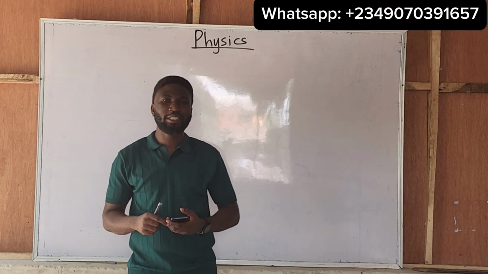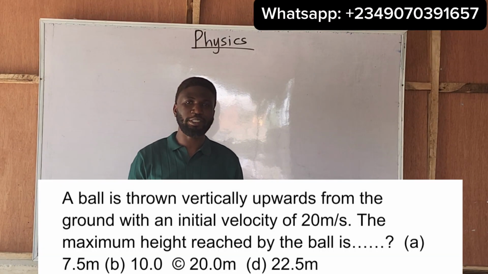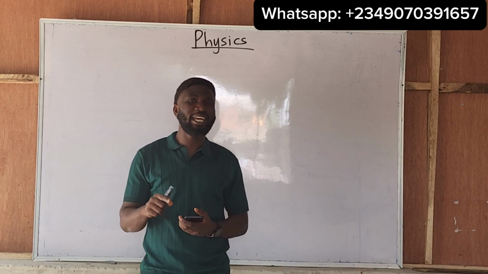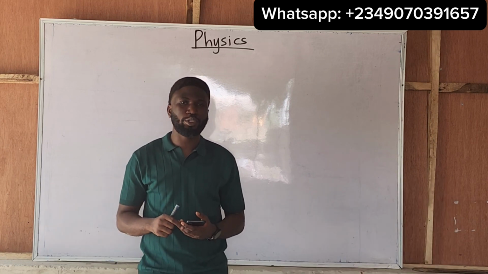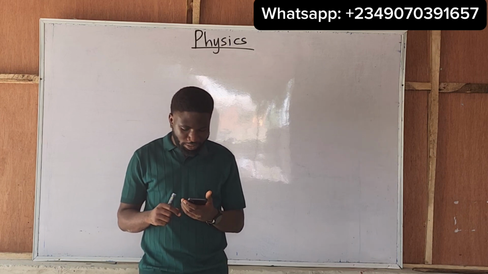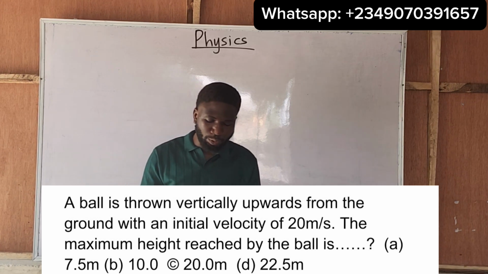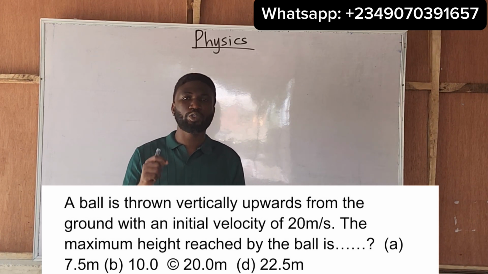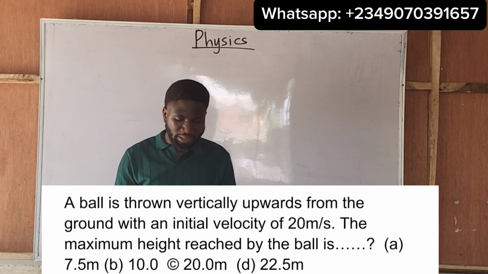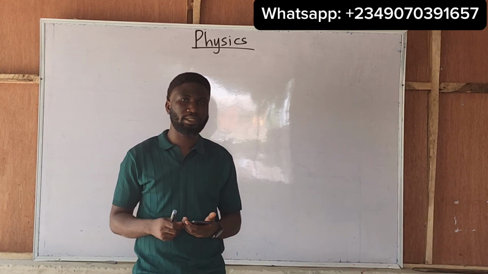If at the end of this video you are able to answer this certain question, trust me, you'll be able to answer any question on motion under gravity. So let's get started with the question. It says a ball is thrown vertically upwards from the ground with an initial velocity of 20 meters per second. The maximum height reached by the ball is dash.